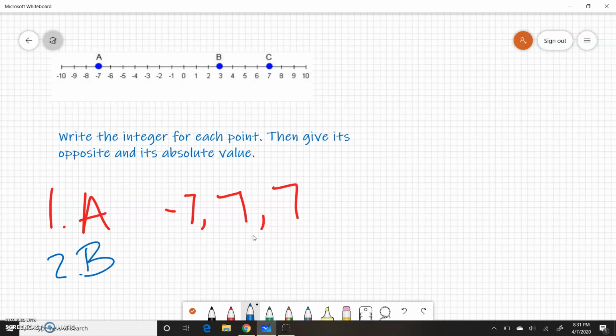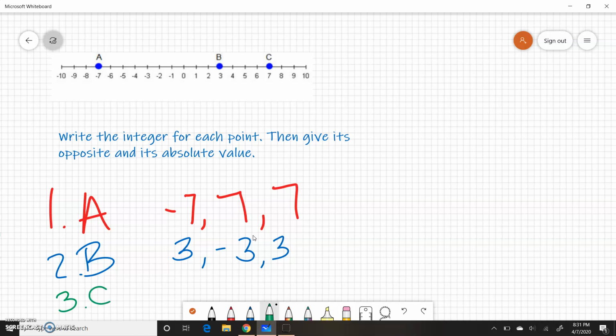What is the integer for B? It is sitting on the 3. What is the opposite of 3? -3. Absolute value. How many spots from 0 is 3? 3. And number 3, we'll do point C.